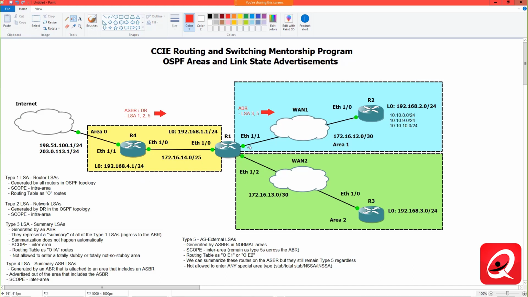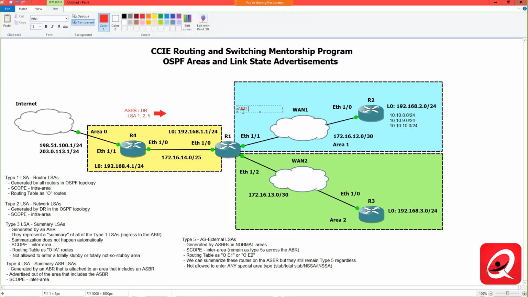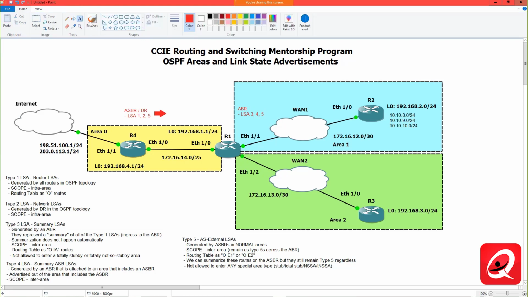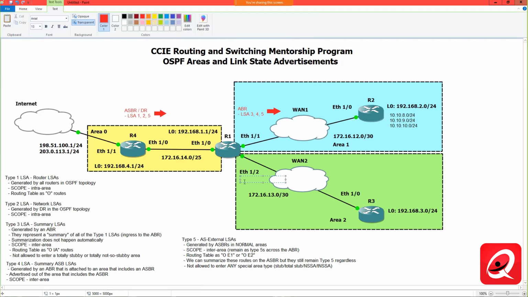And then also we'll see the same thing down in this area. Oops, I also forgot. Let me do that again, because I forgot my type 4s. The ABR is going to actually generate LSA type 3s, type 4s, and type 5s into that area to represent the ASBR in the other area. And on this router here, actually out this interface, we'll do the same thing. LSA type 3s, type 4s, and type 5s going into this area.